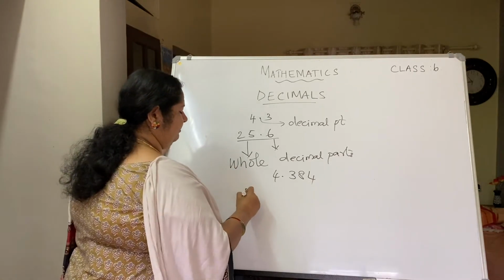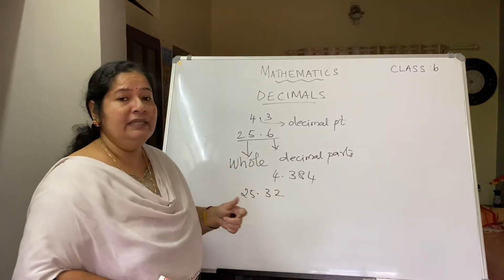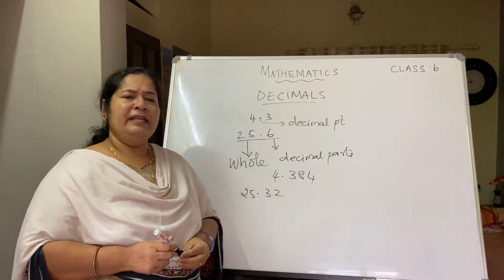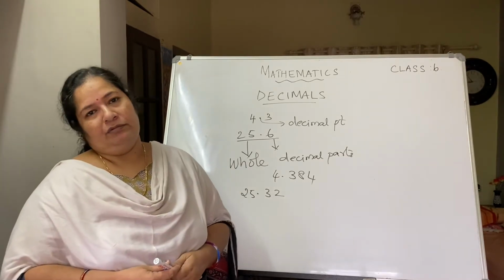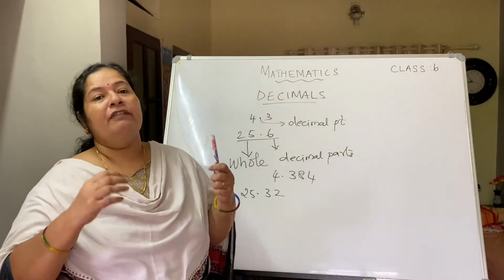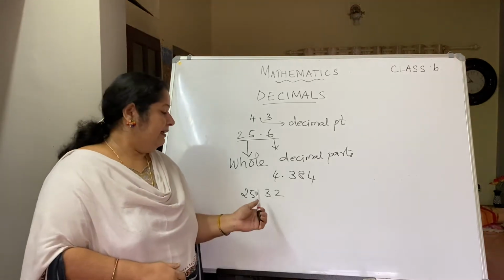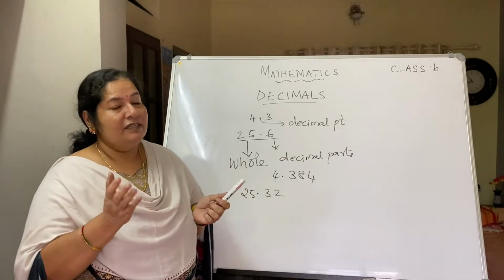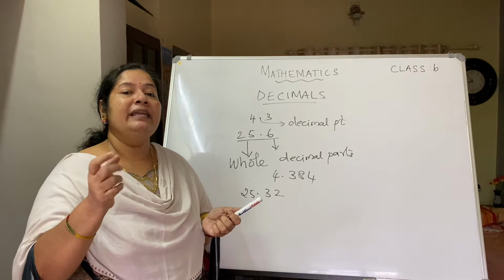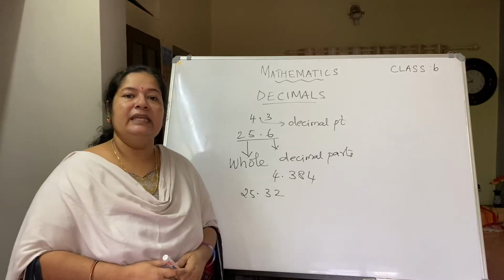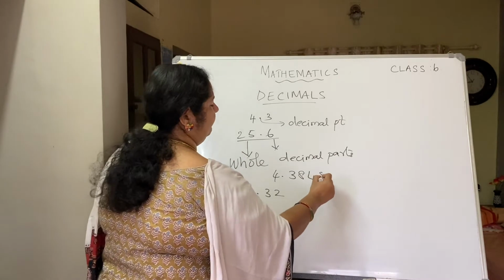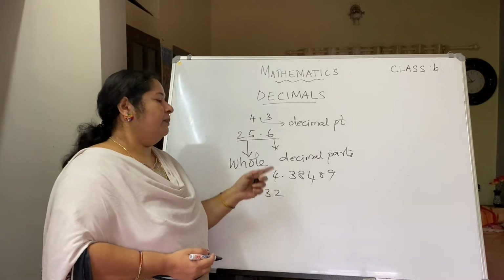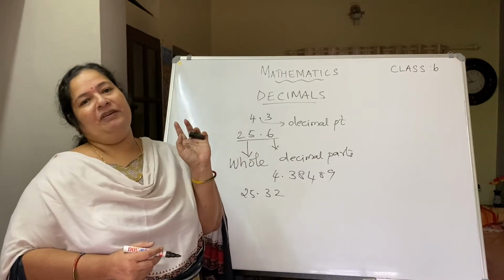So suppose it is say, how do you read this? 25.3 2, not twenty-five point thirty-two. I have heard many times children saying twenty-five point thirty-two. It's a wrong way of reading a decimal. Please don't do like that. When you're reading a decimal, after the decimal point, the digits should be read individually. So this will be read as 25.3 2. Suppose you have a decimal like this. Look at this decimal. How will you read this? 4.3 8 4 8 9. It should be read like that.